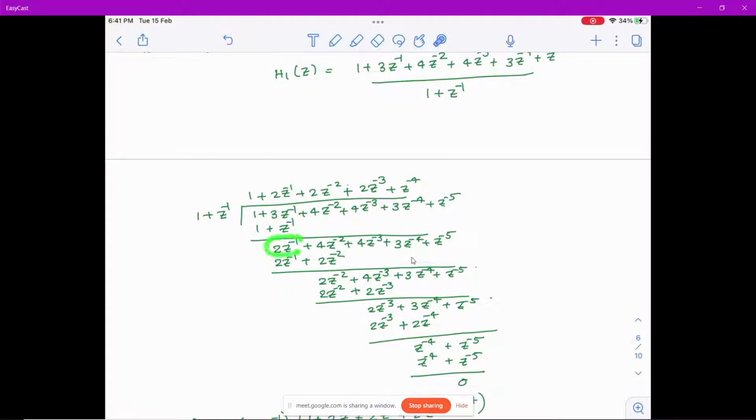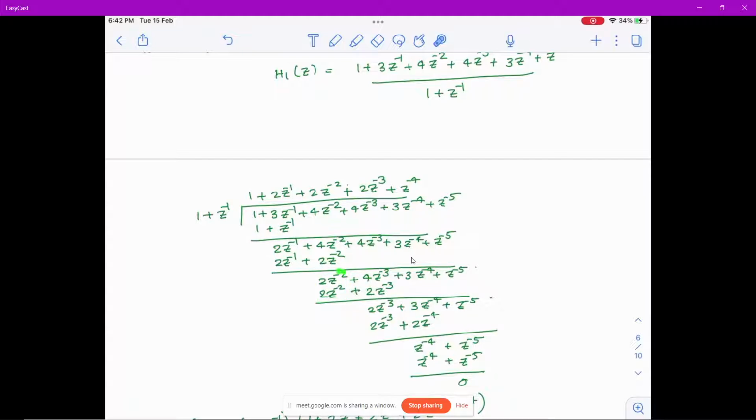So you see this is 2 z raised to minus 1. So you multiply 2 z raised to minus 1 with 1, it will be 2 z raised to minus 1 here. The rest term will be 2 z raised to minus 1 into z raised to minus 1, that is 2 z raised to minus 2. Now you subtract, so this will become 0, this will become 2 z raised to minus 2, and the rest of the terms follow. Again, in the next sequence, the first term is 2 z raised to minus 2. You find out what should be multiplied by the first term in the divisor, so that you can subtract out the first term in the second sequence.